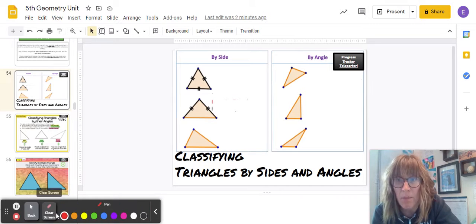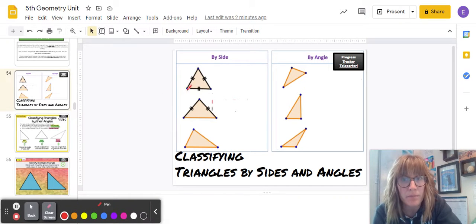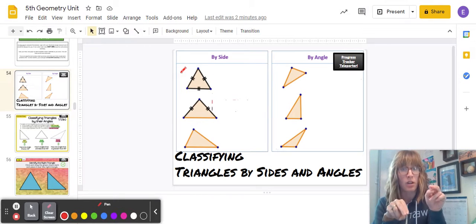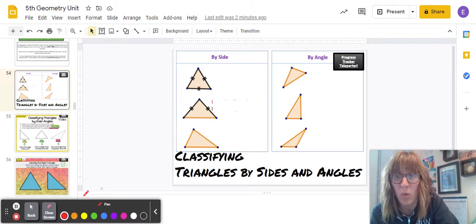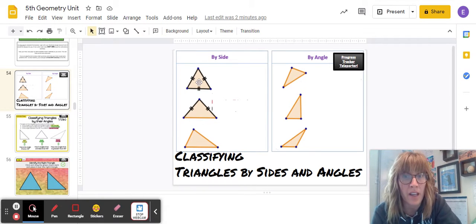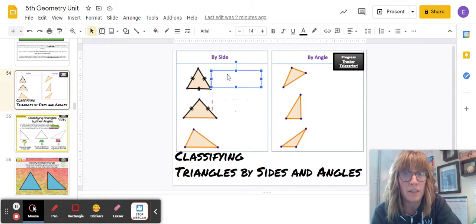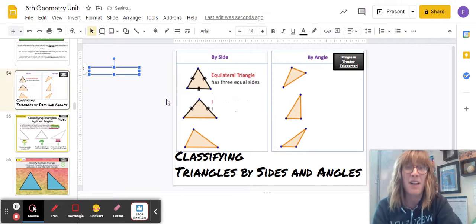So when you classify by sides, you can see here in this triangle, all of the sides have a double hash mark on them. And when they have a double hash mark, that means they're equivalent, they're the same. So when all of the sides of your triangle have the same length, they're called equilateral. They have three equal sides.